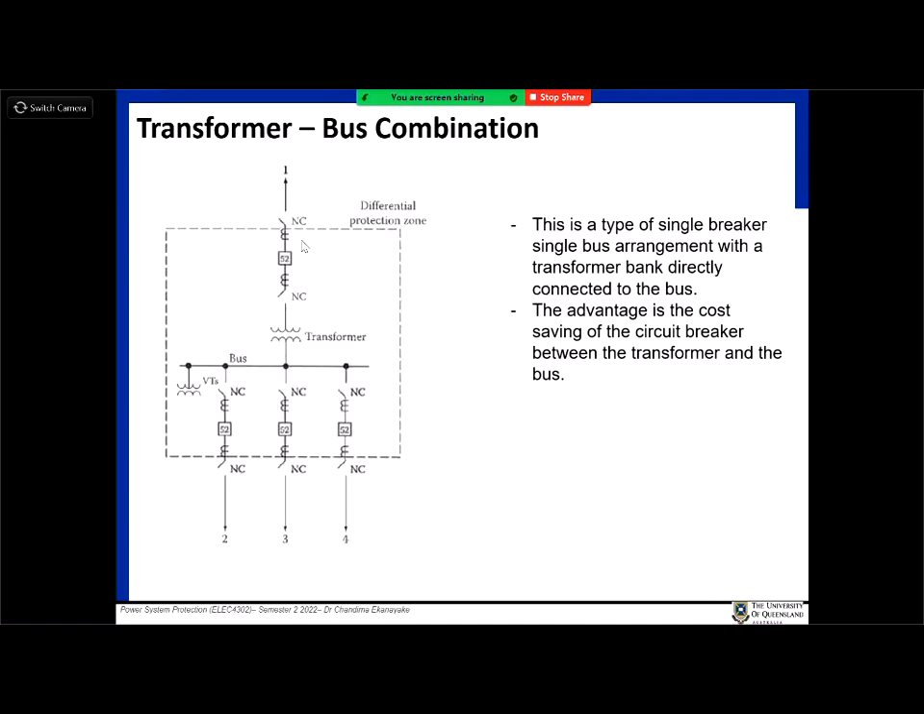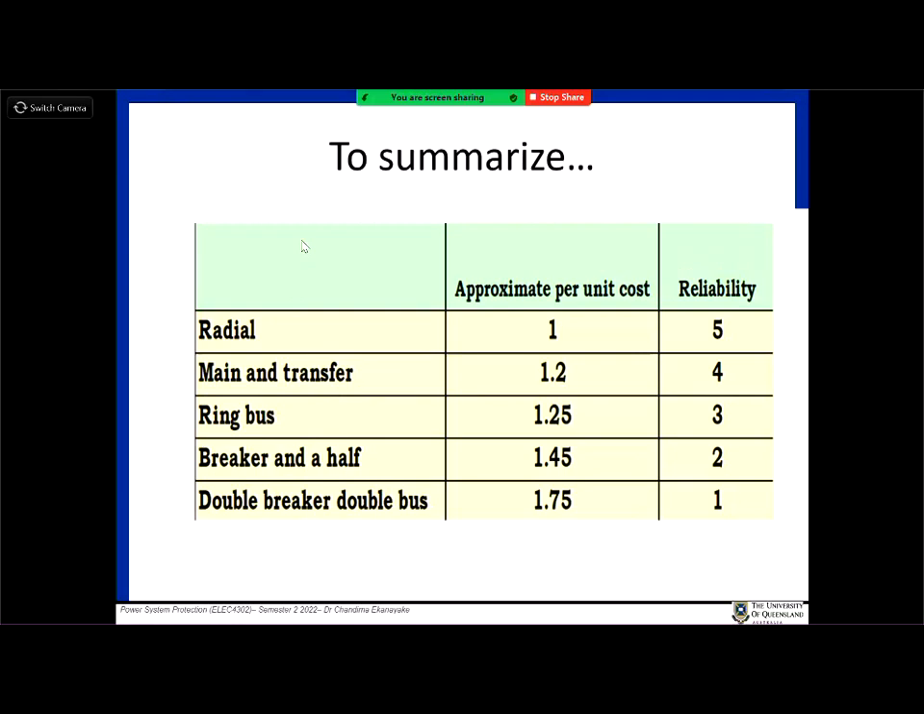By considering all these different types, cost and reliability can be tabulated like here. See, radial is very cheap, double breaker double bus is the most expensive, and breaker and a half is about 1.45.